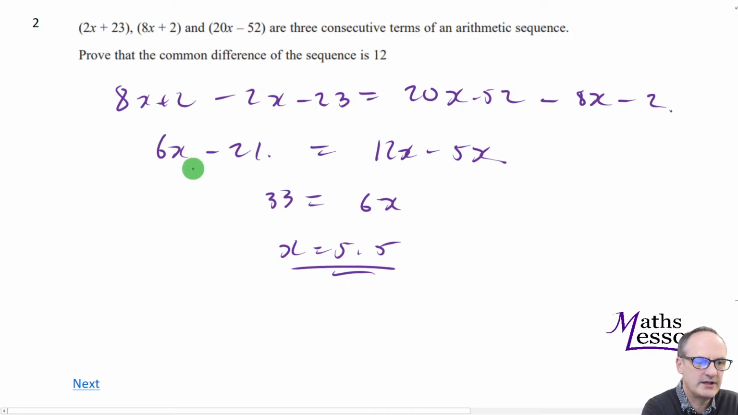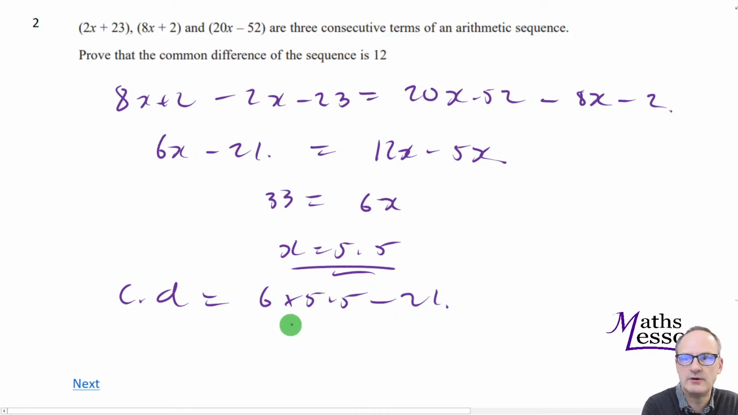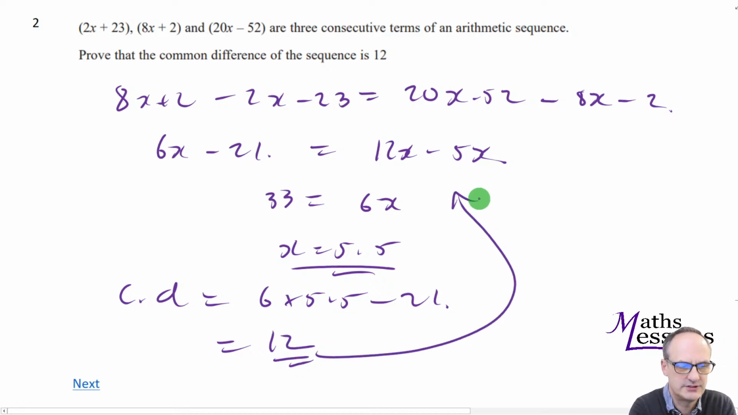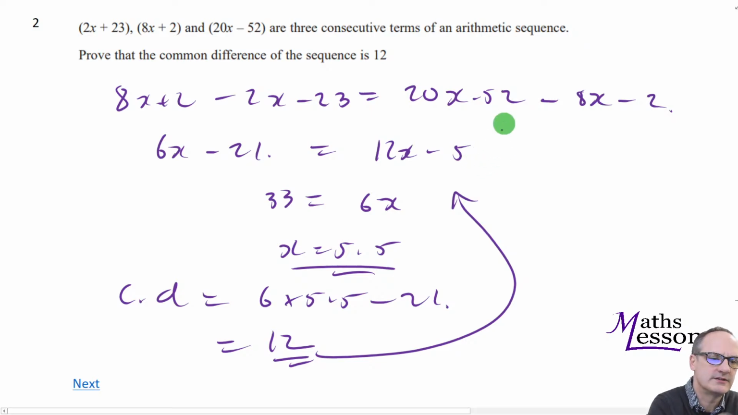And we can put that back in to find the common difference. So the common difference will equal 6 times 5.5 minus 21, which comes out to be 12. And you can check it in the other side, just to be certain, and do 12 times 5.5. So I've written something wrong here. I've written 12x minus 5x. I meant to write a 54 there. Sorry about that. So 12x minus 54. You get the 33 by adding the 54 to 21. Get the 6x by taking the 6x away from the 12. So we could put it back into there and get that.